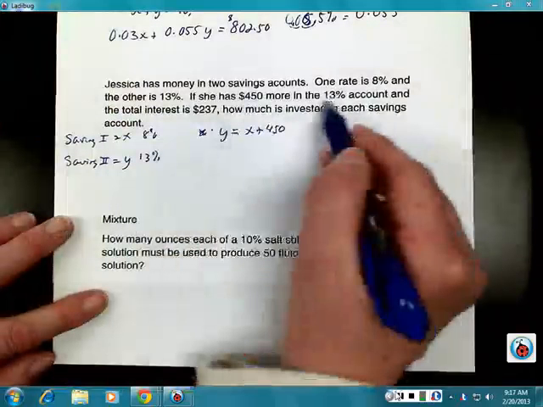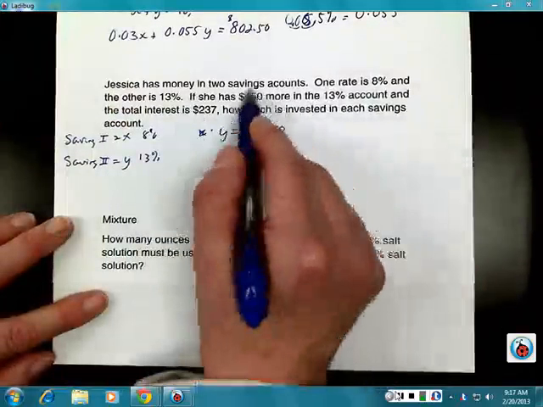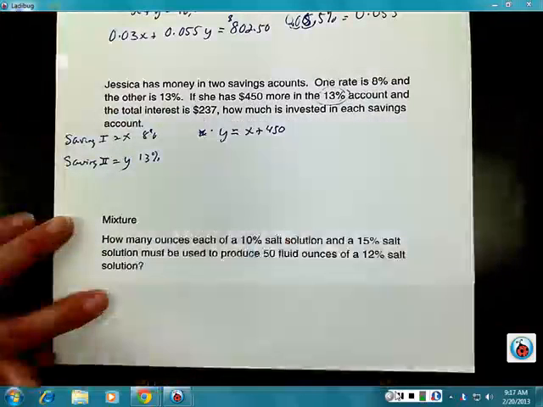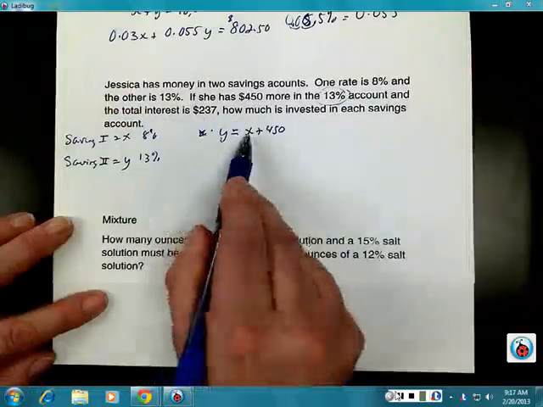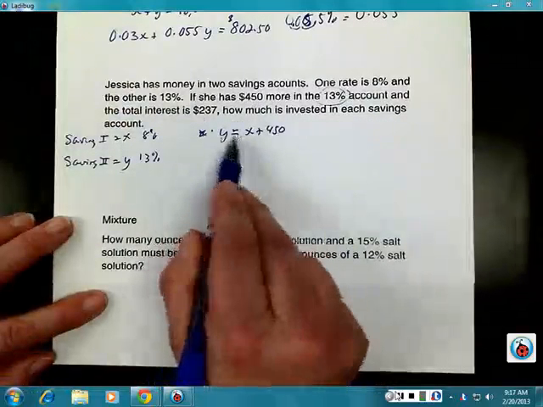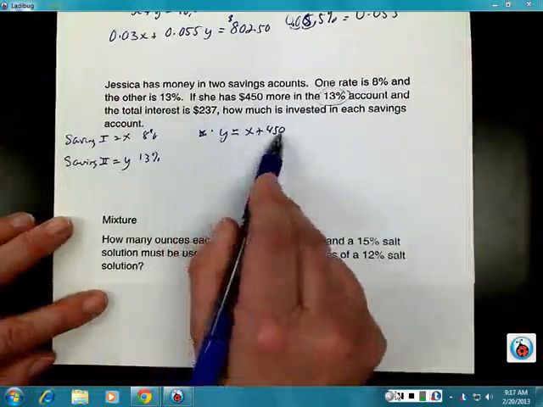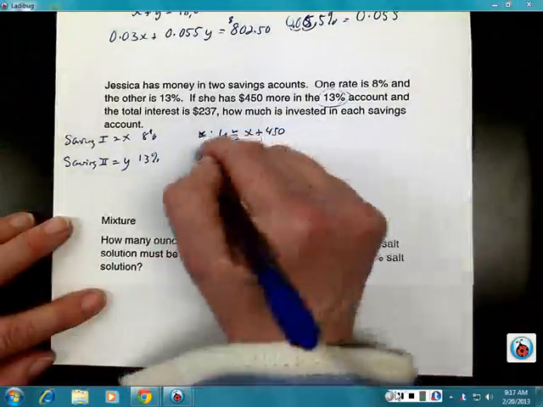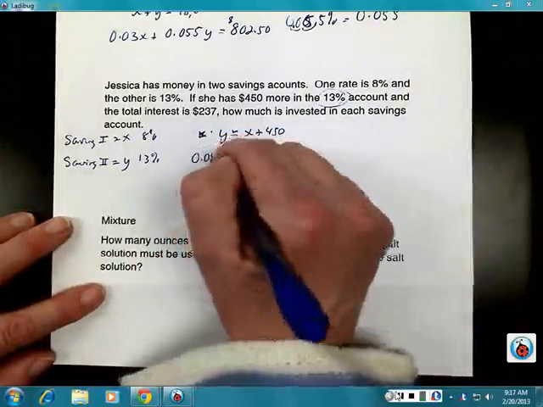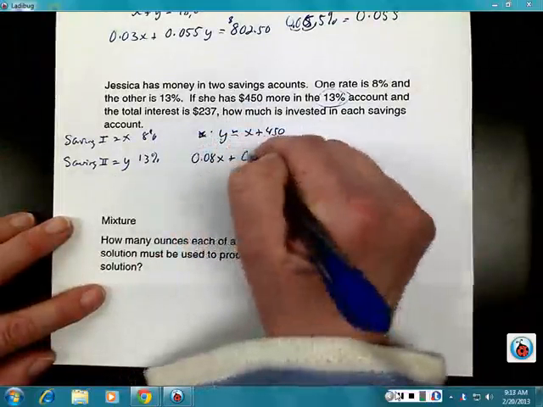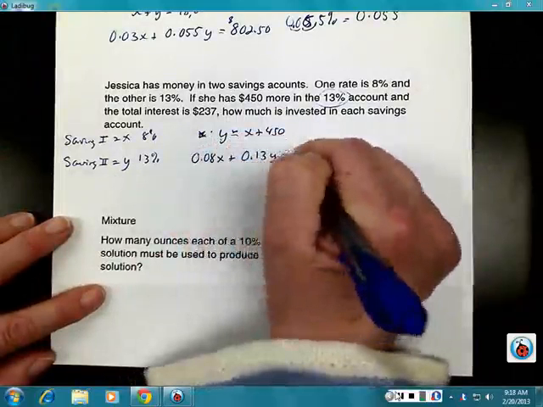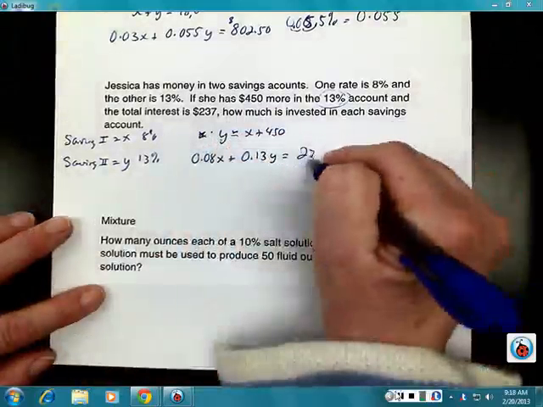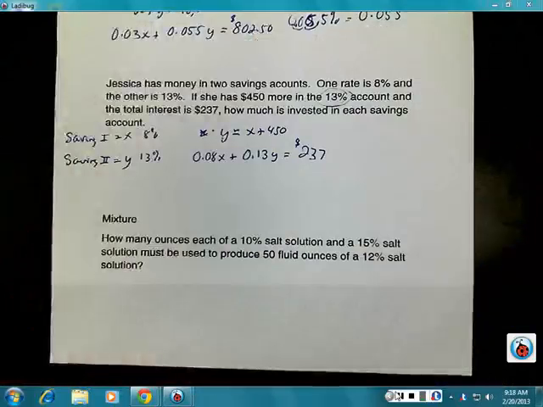Be careful, because it says she has 450 more in the 13%, so that's Y, than she does in the X. So you've got to take X plus the 450 to get that value. And then the rest of it is just your interest stuff. So 0.08X plus 0.13Y is equal to $237. All of these left your years as a single year.